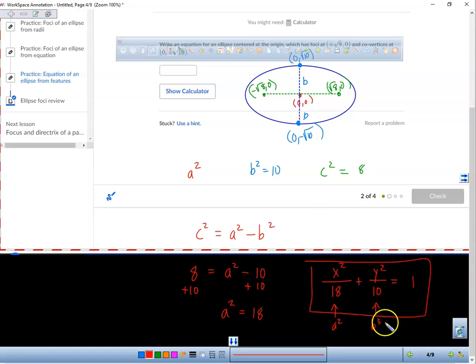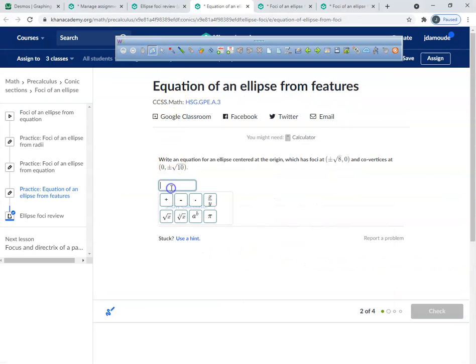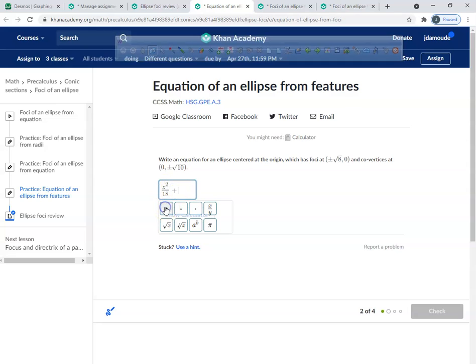So now you have everything that you need to type in the equation. That's what I'm going to type in. The more you do this, the more you see the patterns. Remember, c squared always equals a squared minus b squared. So would you agree 18 minus 10 is 8? And that's how you get the plus or minus 8. Type in x squared over 18 plus y squared over 10 equals 1.